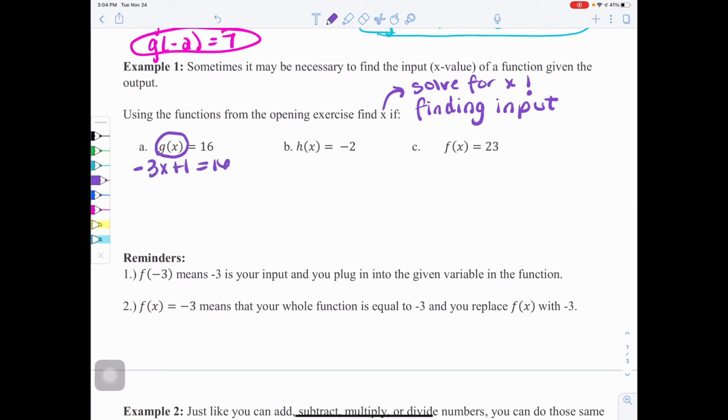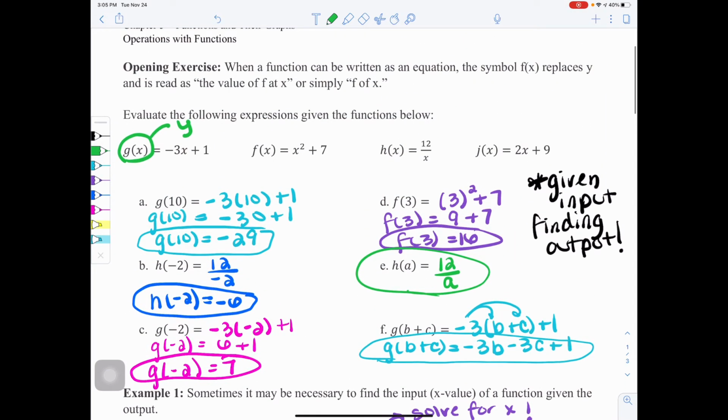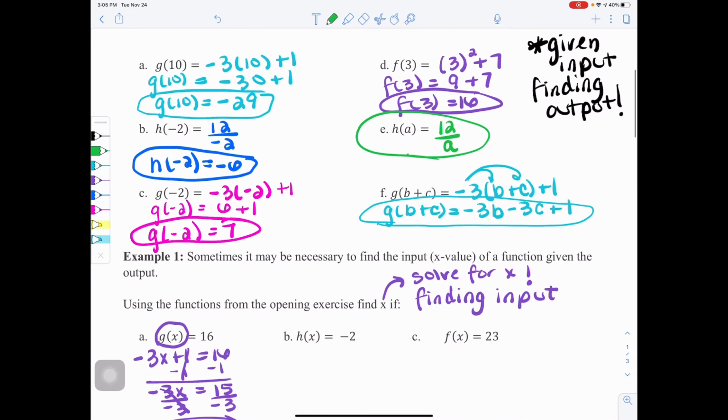Now we can actually solve for x. We would subtract 1 from both sides and get -3x equals 15. I would divide both sides by -3 and get that x is -5. So now I know my input, or my x value, was a -5. It was put into the g of x function, and 16 was the output. In B, h of x equals -2. H of x, if we go back up and take a look, was 12 over x.